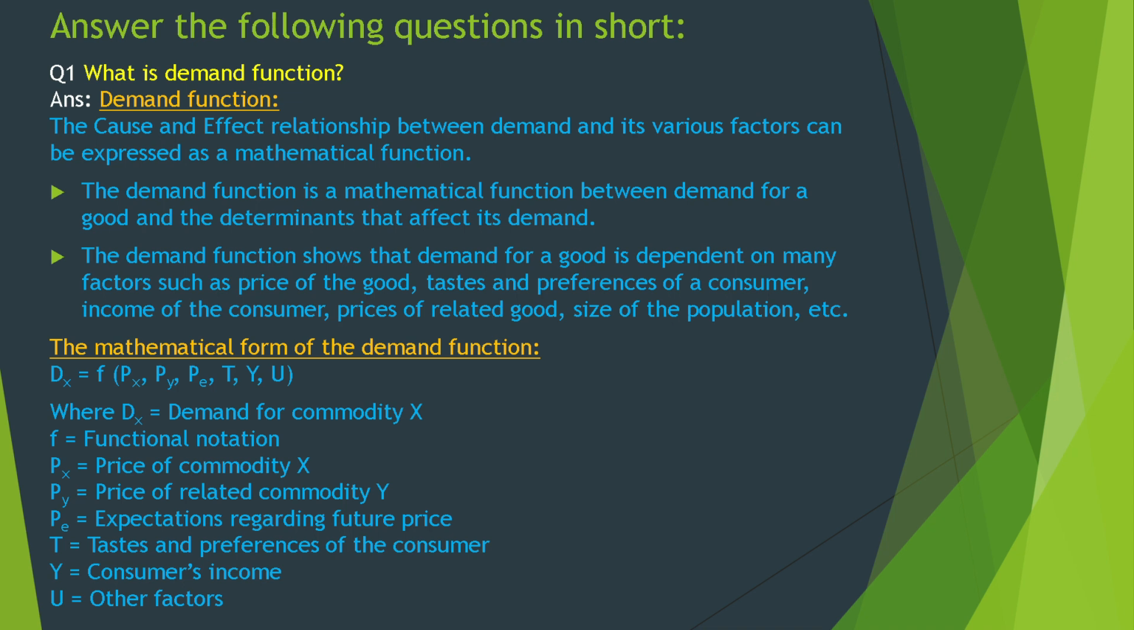the population, etc. The mathematical form of the demand function: Dx = f(Px, Py, Pe, T, Y, U), where Dx equals demand for commodity x, f equals functional notation, Px equals price of commodity x, Py equals price of a related commodity y, Pe equals expectation regarding future price, T equals taste and preferences of the consumer, Y equals consumer's income, U equals other factors. ये फॉर्मूला आपको एग्ज़ाम में एमसीक्यू में पूछ सकते हैं, सो इम्पॉर्टेंट है ये.